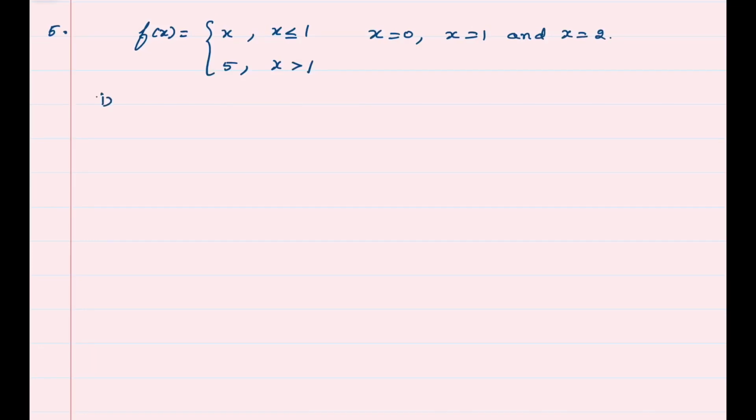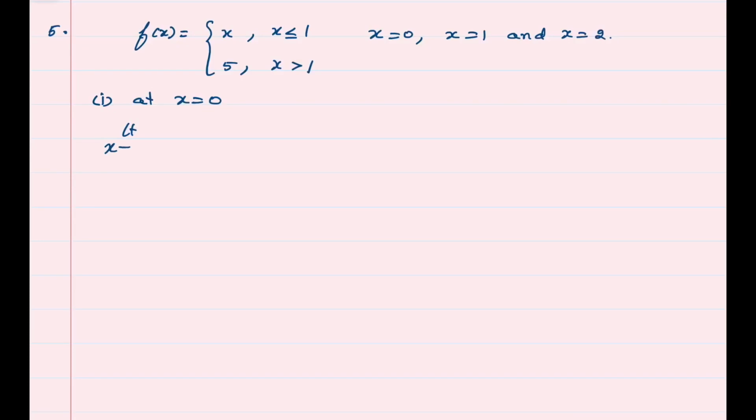Question number 5. Is the function f defined by f of x equal to x if x is less than or equal to 1, 5 if x is greater than 1, continuous at x equal to 0, at x equal to 1 and at x equal to 2? First one, let us check at x equal to 0. At x equal to 0, we are going to use less than 1 definition. Only one definition is there for 0. Therefore, we need not do LHL, RHL.